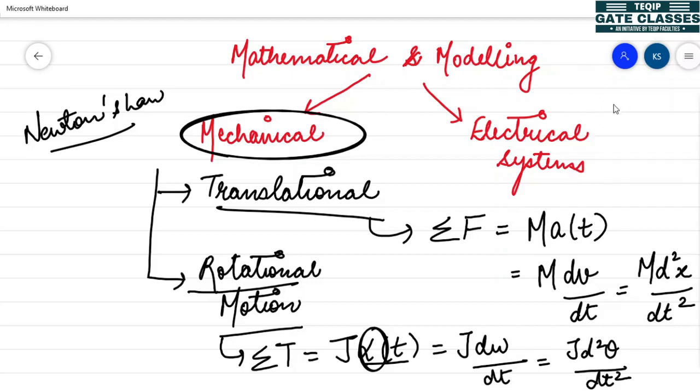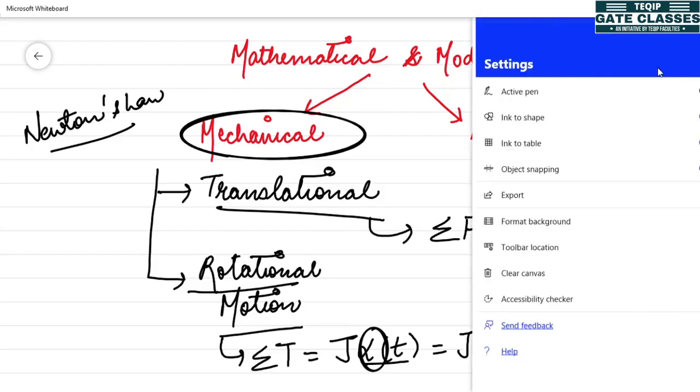And in electrical system, we will use KVL and KCL, Kirchhoff voltage law and Kirchhoff current law, to determine the mathematical model of an electrical system.